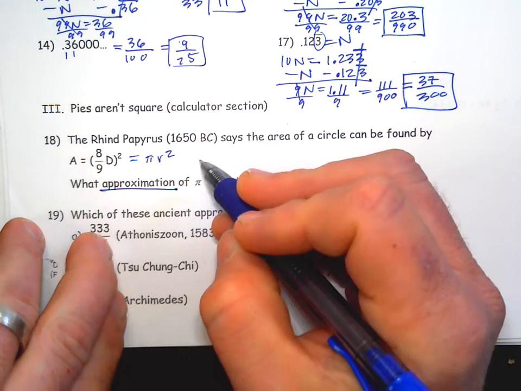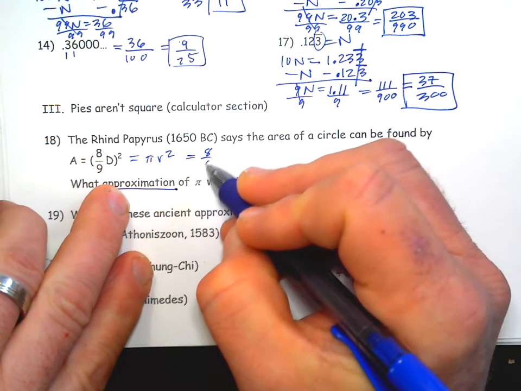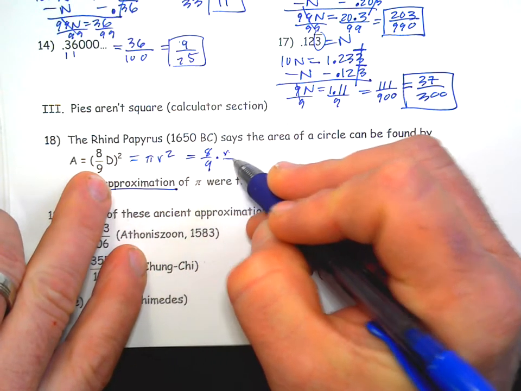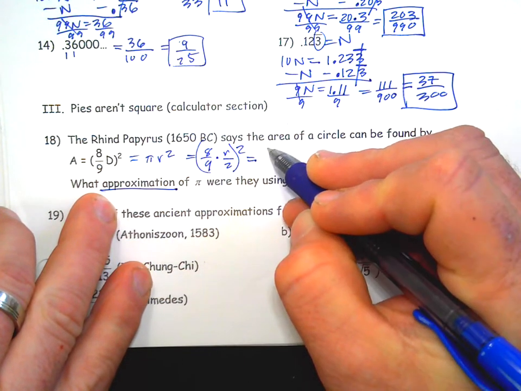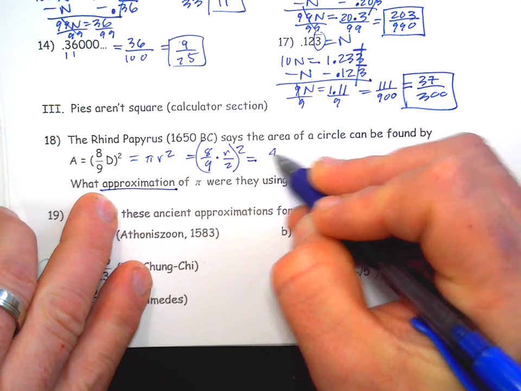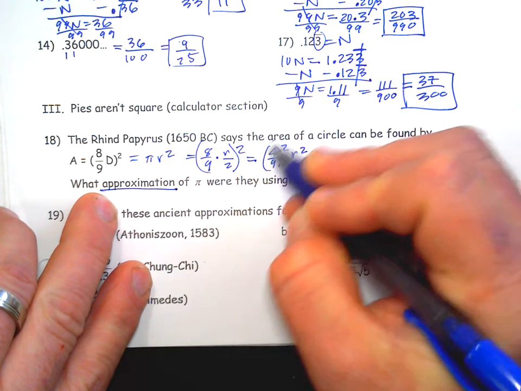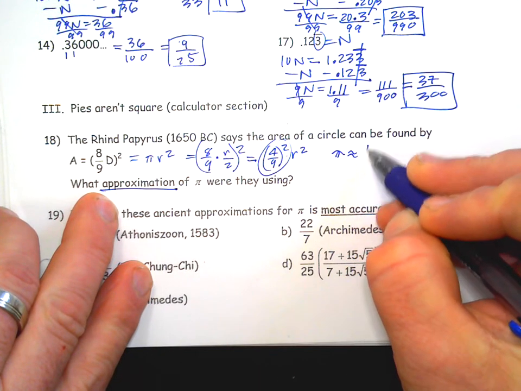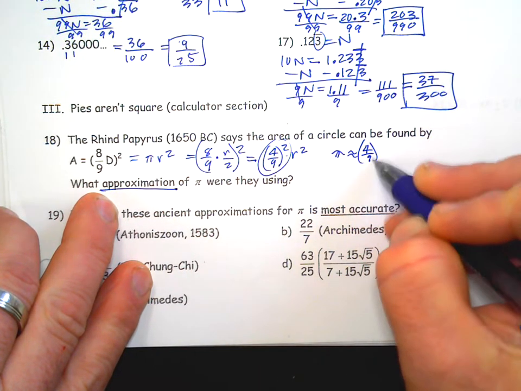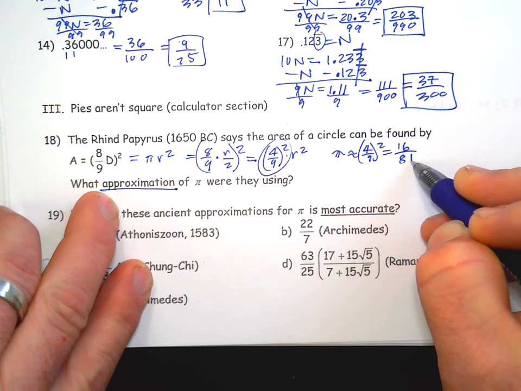It should be pi r squared, and theirs is going to be close. So what we could do is change their diameter to the radius over 2, right? And then the whole thing is being squared, which means it's going to be 4/9 squared and then r squared. So that must be what they're using for pi. They're using approximately 4/9 squared, or 16 over 81.